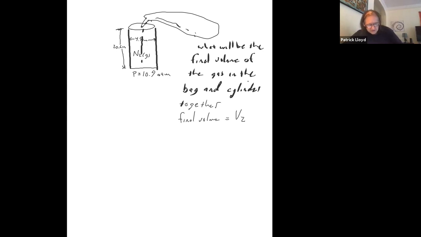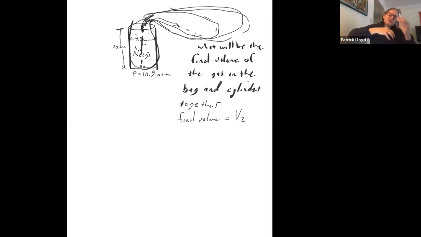What they're saying is, you open this opening, and it's going to fill up the bag. But with gases, it won't all go into the bag. Some of it is going to stay inside the cylinder. We don't know how big the bag is, but they're making it easy. They're just asking what the total volume is. So what's the final volume of the gas together?